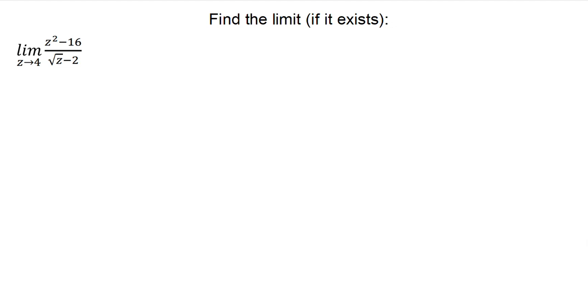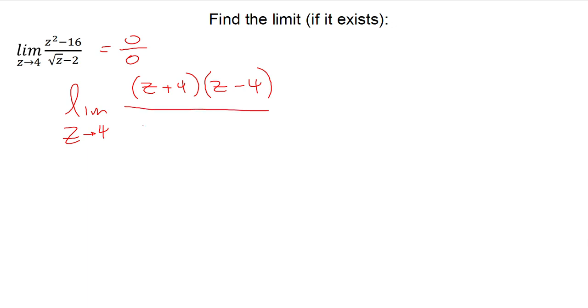For our next one here, we've got a couple different methods we could use to deal with this limit, which happens to be 0 over 0, right? 4 squared is 16, and 16 minus 16 is 0. And the square root of 4 is 2, and 2 minus 2 is 0. But I think the easiest way is to just factor out that numerator, right? So this is a limit as z approaches 4 of z plus 4 and z minus 4 over root z minus 2.